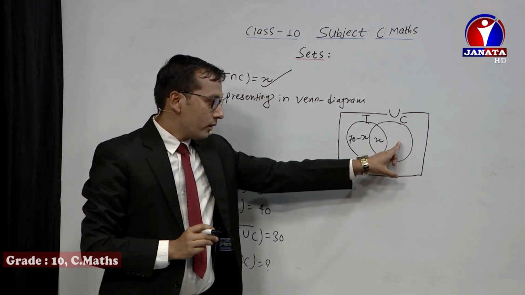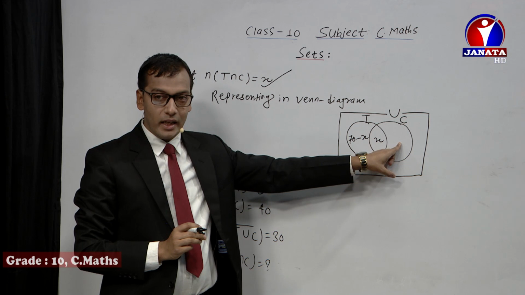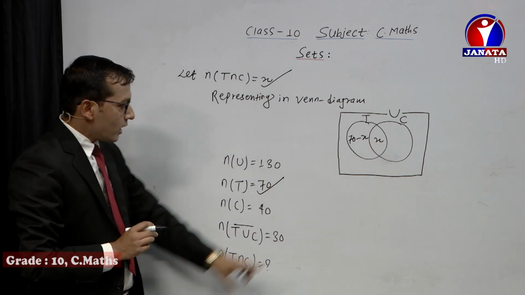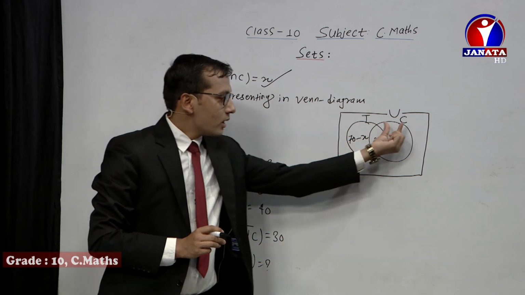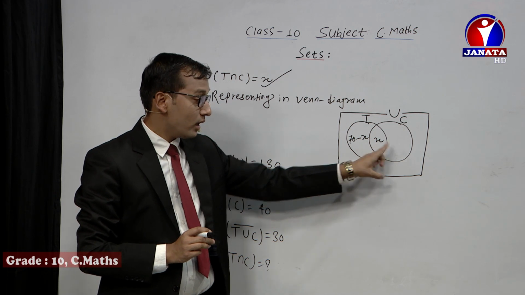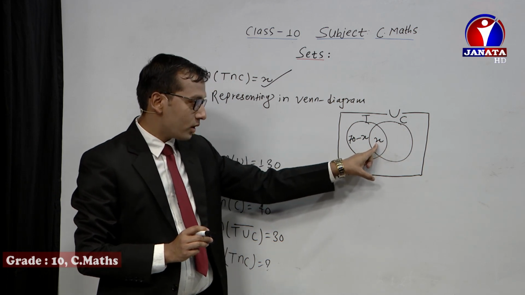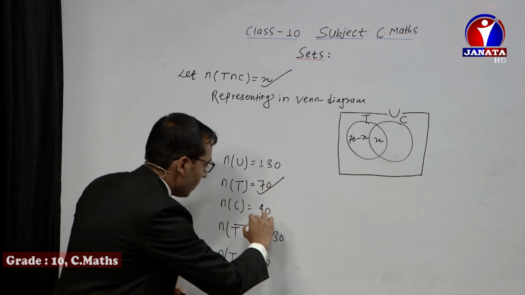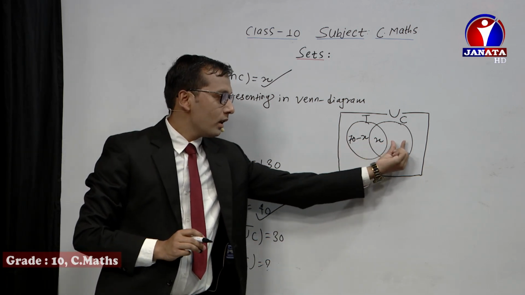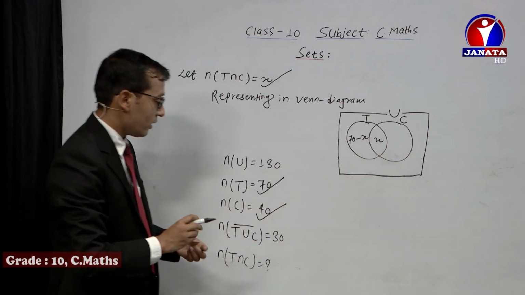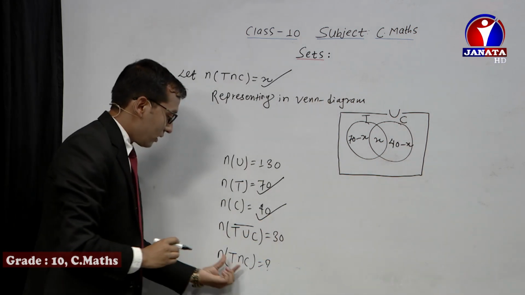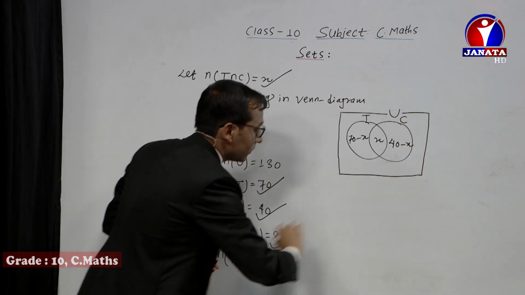Similarly, now let's fill up this remaining portion of C. Now what is the number in the remaining portion of C? So total C, or subset C, contains two different regions: the intersection and N only C. The intersection is X, so out of total N of C, 40, X is inserted. Now what is N only C? 40 minus X. And the complement is 30.